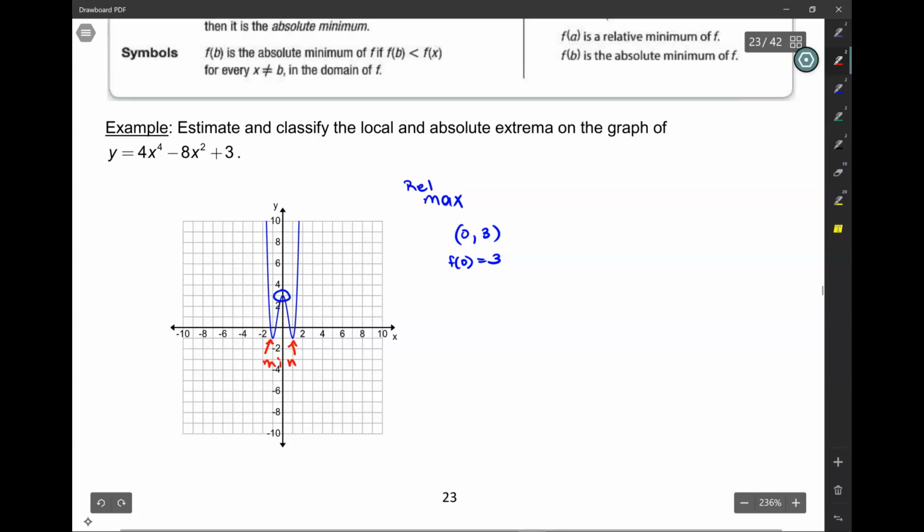These are minima. Because it's sharing the minimum value, again, we call it a relative minimum. So we're going to say relative min at (-1, -1) and (1, -1).